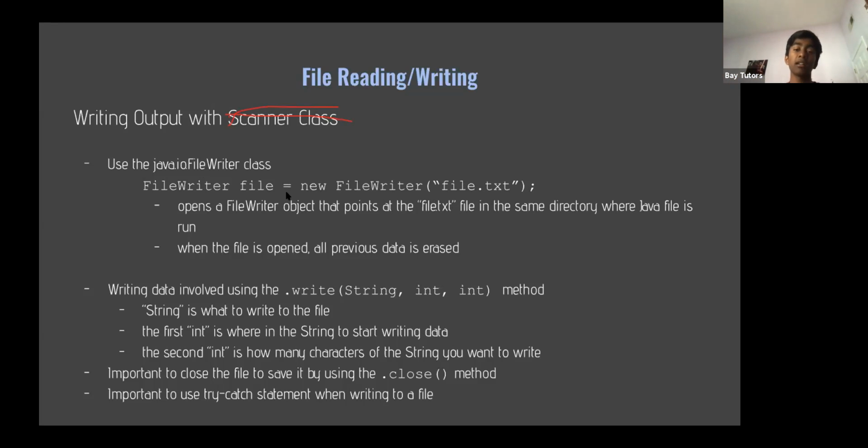What the FileWriter class actually does is, when you create the object and specify the file that you'd like to create with the name, it will create a new file for you. So you do not need to have the output file already created. When you run this instantiation, it will create that new file for you. Basically, it opens a FileWriter object that will point at the text file in the same directory where the Java file is run.